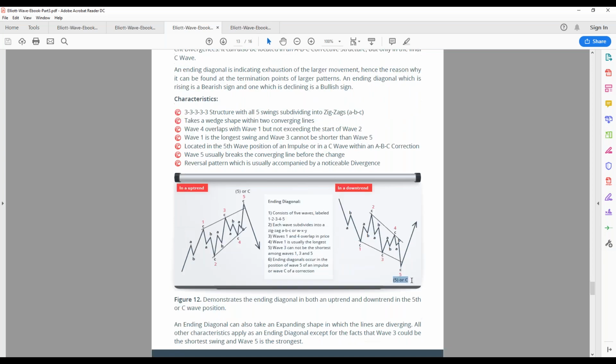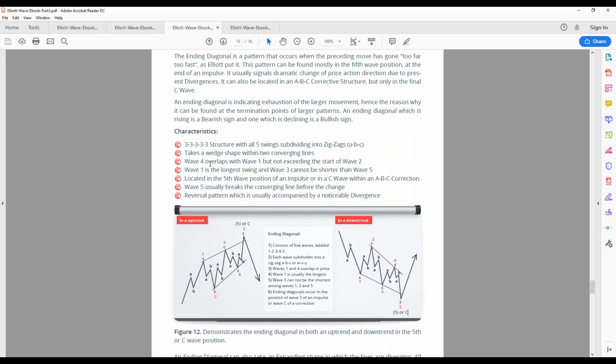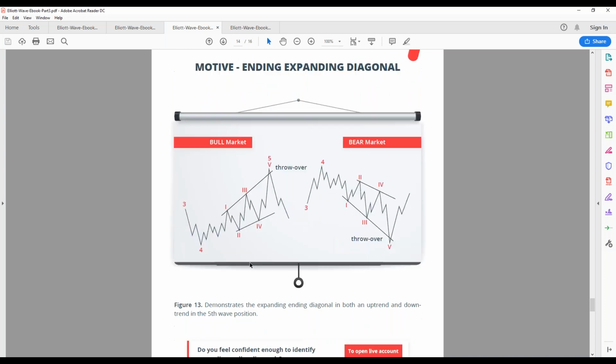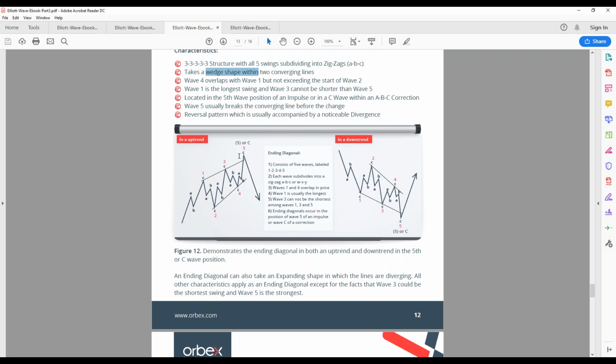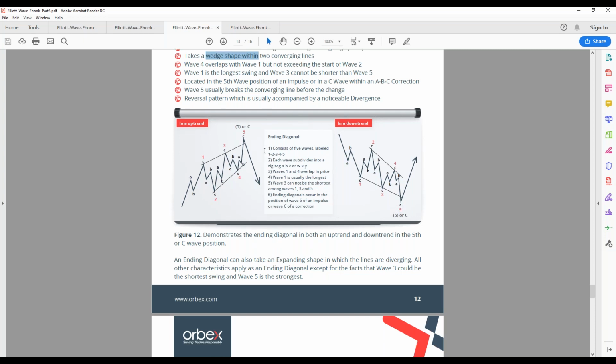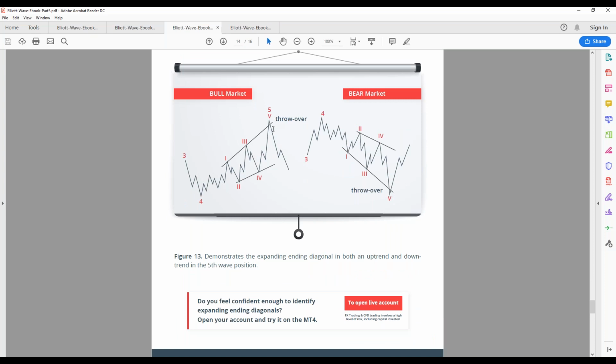It can happen in a wave 5 or C, okay? And it takes a wedge-shaped form. By that wedge shape, I mean contracting, lines converging towards one another. Now, an expanding ending diagonal is basically when wave 5 is the strongest wave and presents the overthrow. All diagonals present an overthrow of the trend line, the limiting trend line of the waves. But typically in an expanding ending diagonal, wave 5 is the strongest wave, and sometimes wave 3 can be the shortest wave, particularly in this swing.